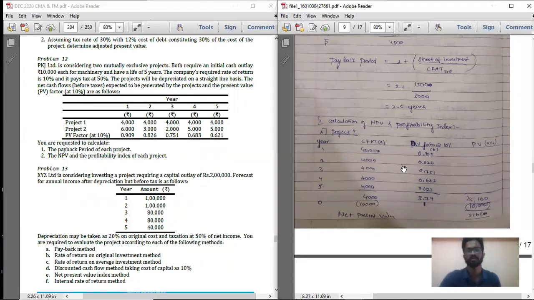So below that, statement number 4, calculation of NPV and profitability index. Below that, capital A, project 1, underline it. Below that, for project 1, record a 4 columnar table. First column year, second column CFAT, third column PV factor, and fourth column PV.